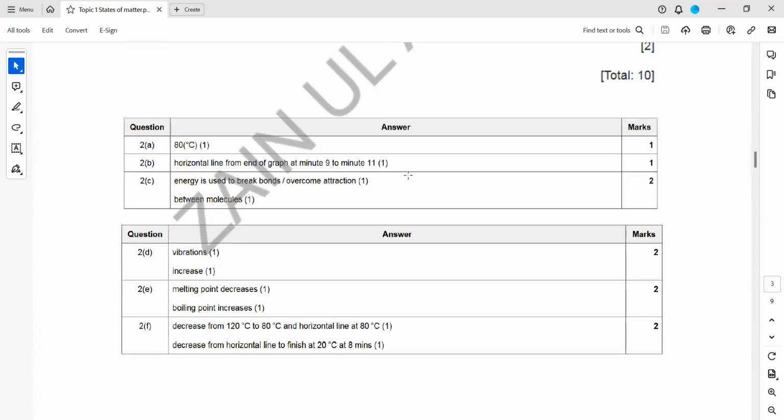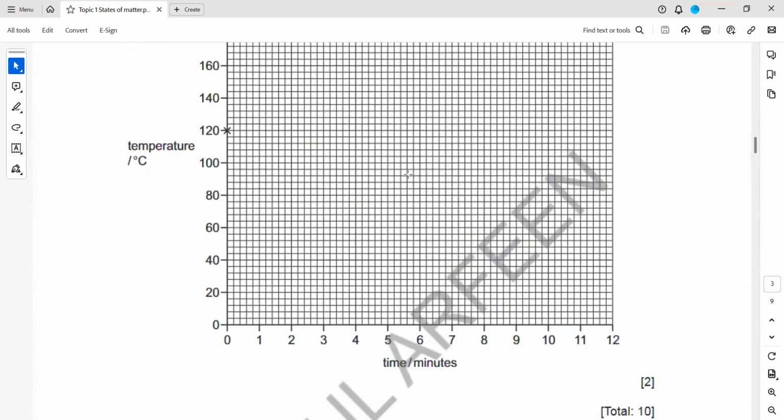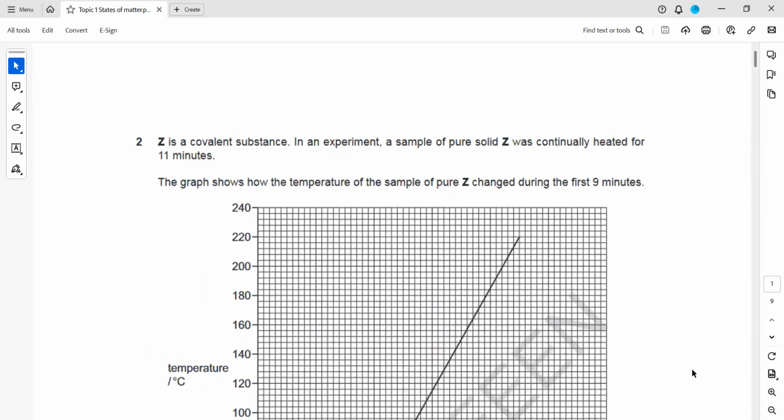As they did not specify, you just have to show this. No specific time interval. The marks are, once you reach 80, it should be constant, and from 80 to 20 till 8 minutes. That's what you have to show. For how long it is freezing is not important, as there is no information about that. So this was topic 1, pages 1, 2, and 3.